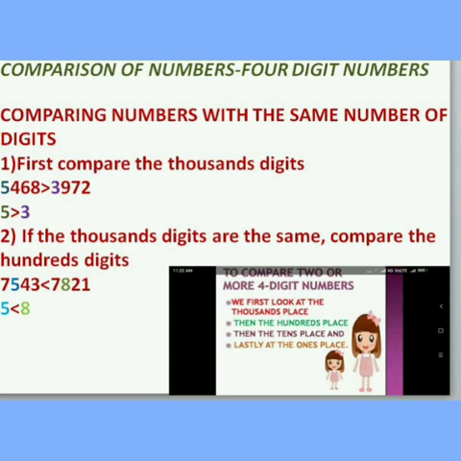Here in the example, 7 is in the thousands place of both numbers, and since the thousands place are the same, we have to move to the hundreds place. Here 5 is in hundreds place in the number 7543 and 8 is in hundreds place for the number 7821. So 8 is greater than 5. So 7821 is greater than 7543.